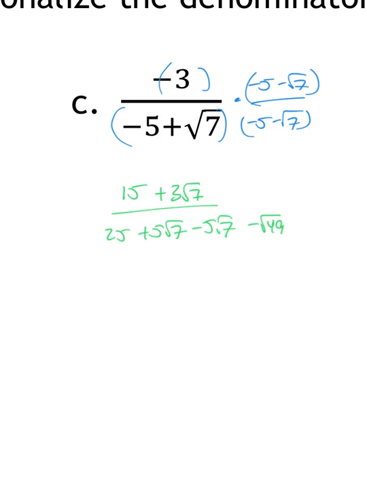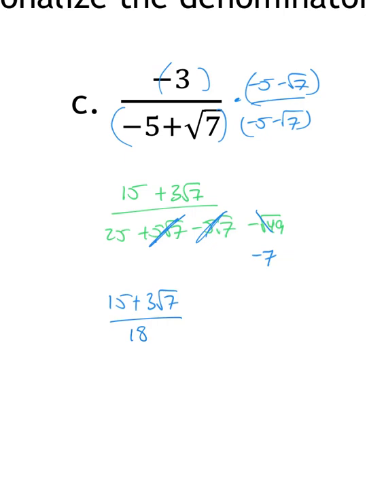So when I start simplifying here, those are always going to cancel. That's the conjugate. Square root of 49 is 7. So that becomes a minus 7. So I have 15 plus 3 square roots of 7 up top. I can't combine those because those are different. 25 minus 7, it's a wonderful number, is 18.